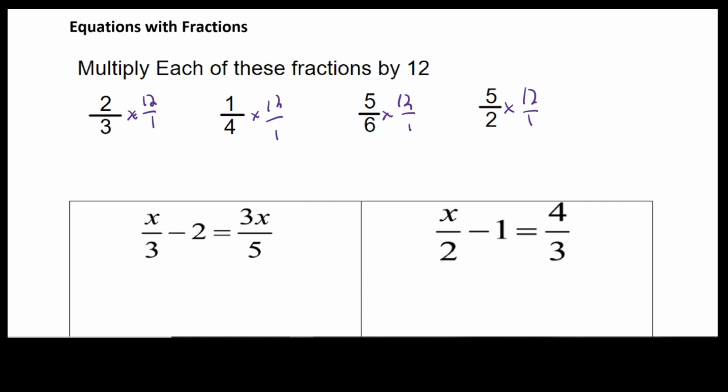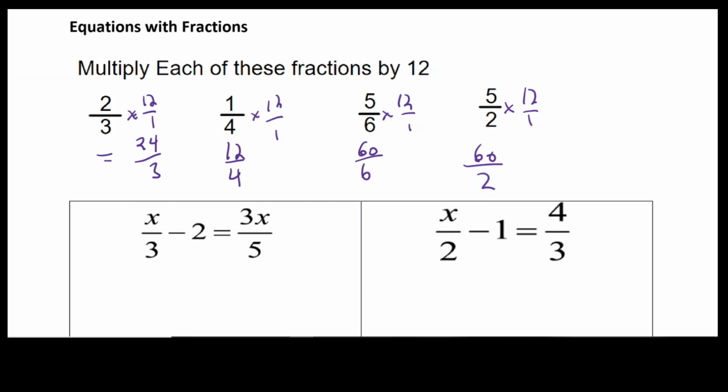When you do that, multiplying fractions is easy: you do top times top, bottom times bottom. So I'm going to get 24 over 3, 12 over 4, 60 over 6, and again, 60 over 2.